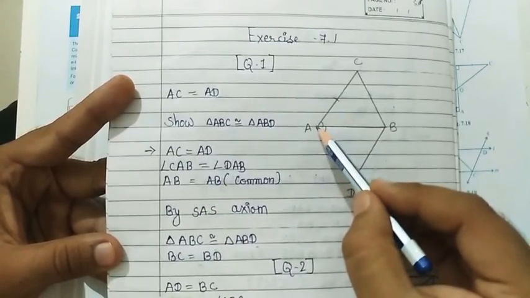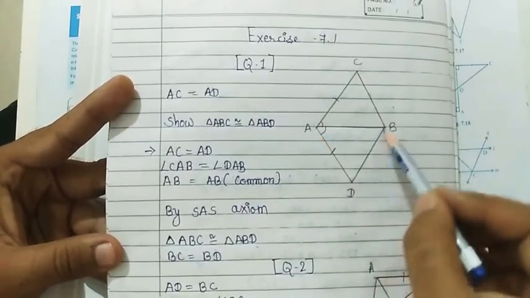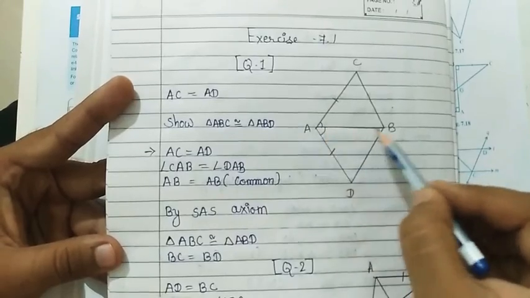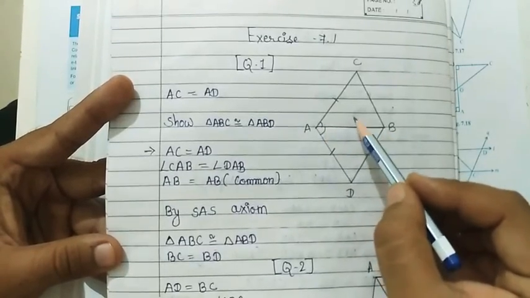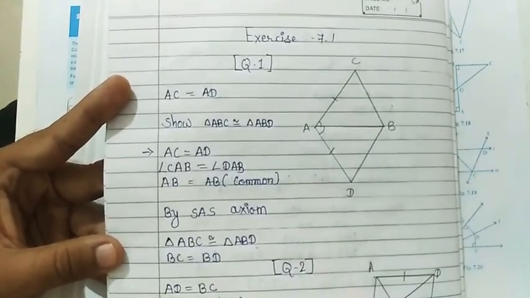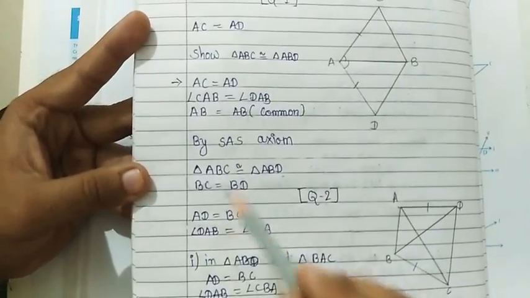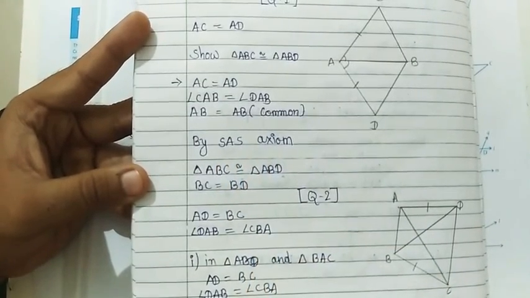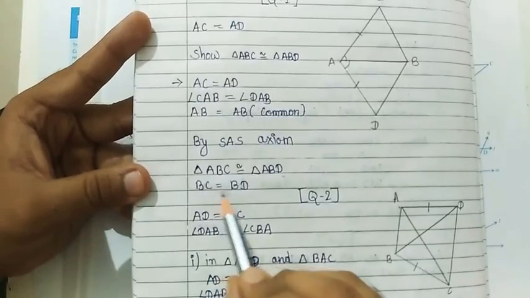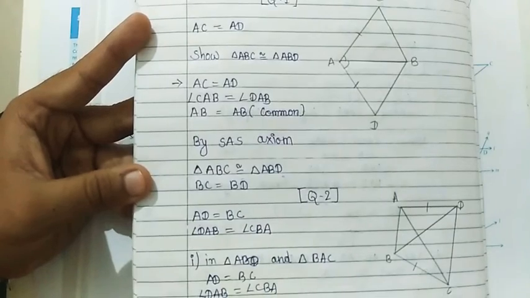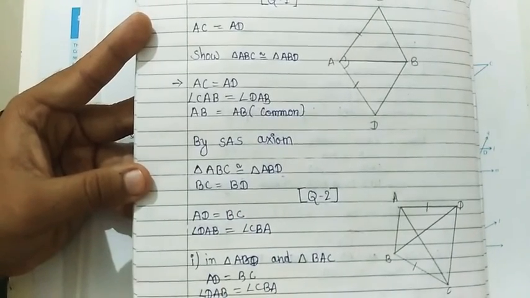If we consider triangle ACB and triangle ADB, these sides are same, these angles are same, and this side is also common, so this side is also same. So according to side angle side congruency, we can say that these both triangles are congruent to each other. So by the SAS axiom, triangle ABC is congruent to triangle ABD. So here we can say that BC is equal to BD because both are corresponding sides. Okay, so here it is proved. Here our question number 1 is finished.